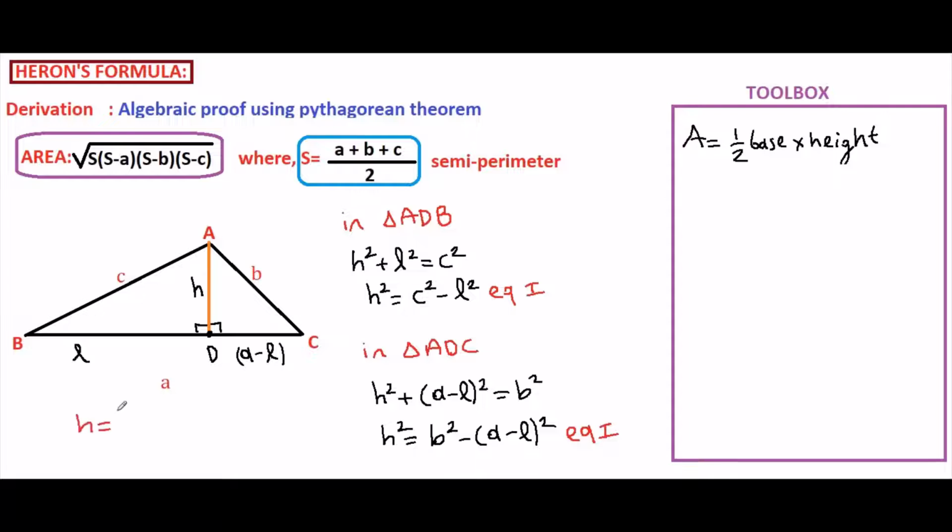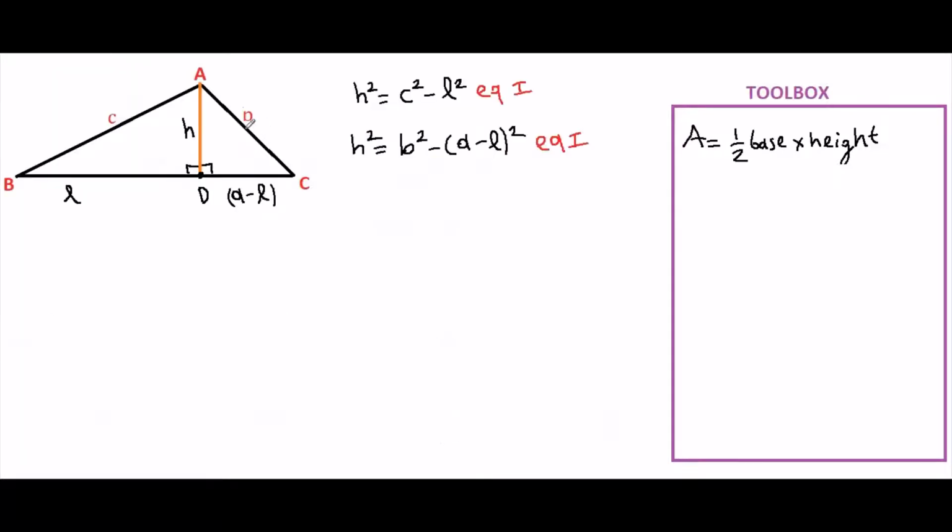Height is equal to height, so we can set equation 1 equal to equation 2. So we have c squared minus L squared is equal to b squared minus (a minus L) quantity squared. We can expand this using the identity (a minus b) quantity squared equals a squared minus 2ab plus b squared. In our case, our a term is a and our b term is L.